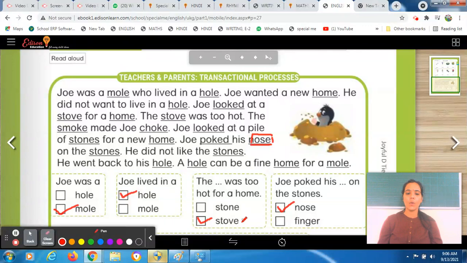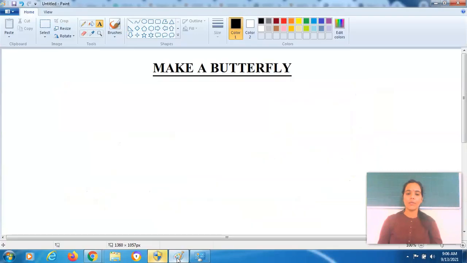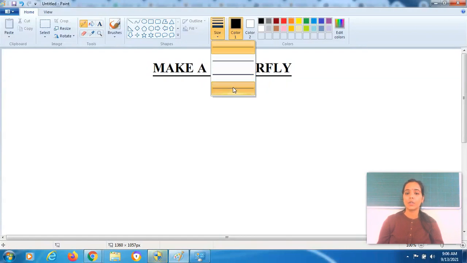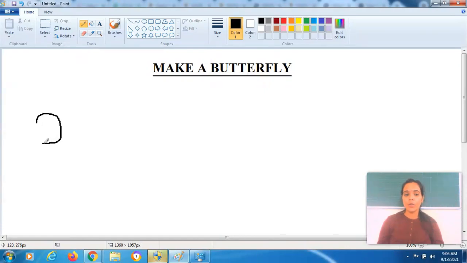Okay, students, now we will come towards your creative task. So, in creative, I am giving you a task to make a butterfly. But how do you have to make a butterfly? You have to make a butterfly with your number 3. Okay, I told you that with numbers you can also create flip arts, right? So today I'm giving you this task to make a butterfly with the help of number 3.